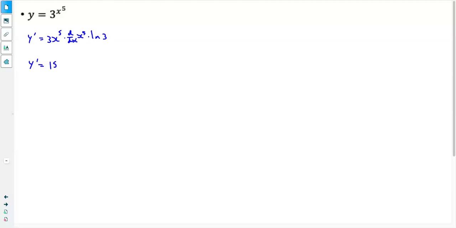I realize I have not written this one super clearly. That should have been 3 to the x to the 5. So we've got 15 x to the 4 times 3 to the x to the 5, natural logarithm of 3. And I realize that I once again didn't write this clearly. It's 3 to the power of x to the power of 5.